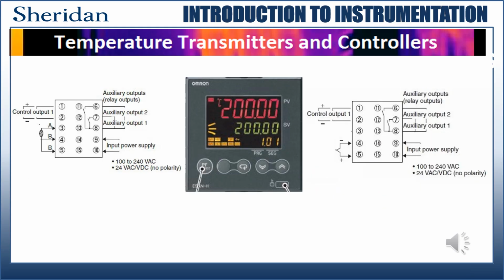This is an example of a temperature controller. There are two different wiring diagrams for two different models available. Both of them will monitor and control the process variable. Okay, in 10 seconds, identify each one. Go.